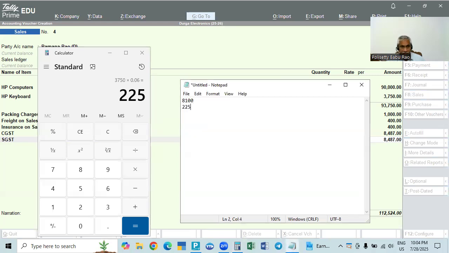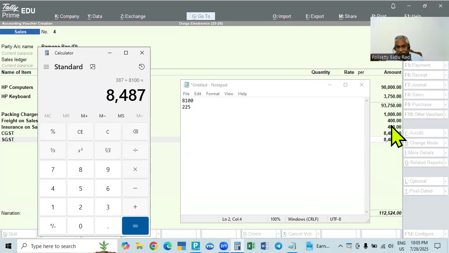225. Then we will take 1,800 rupees into 9%. It will be 162. Sorry, we calculated 18%, but it is only 9% CGST. So 162 plus 225 plus 8,100 will be 8,487. So these are calculated.